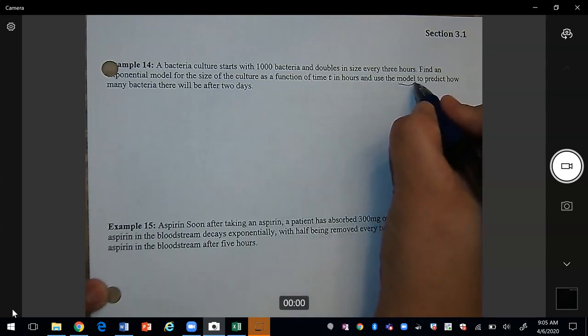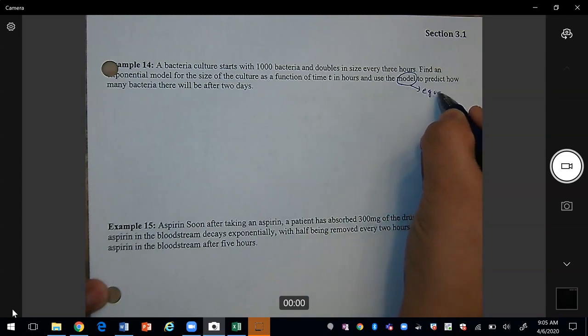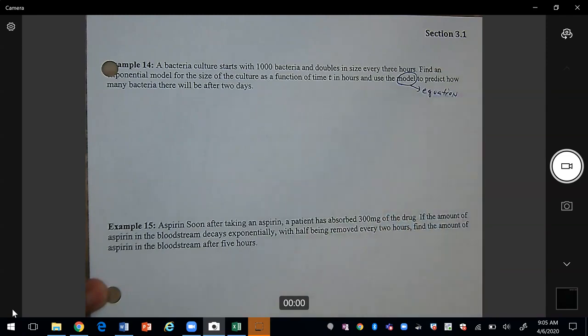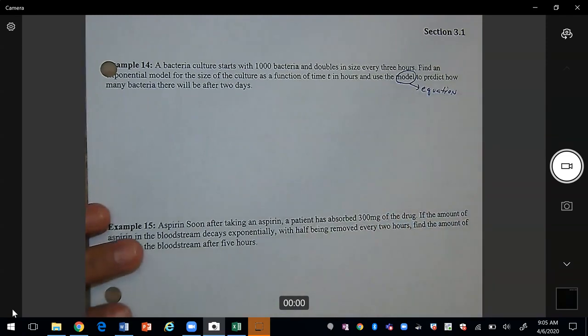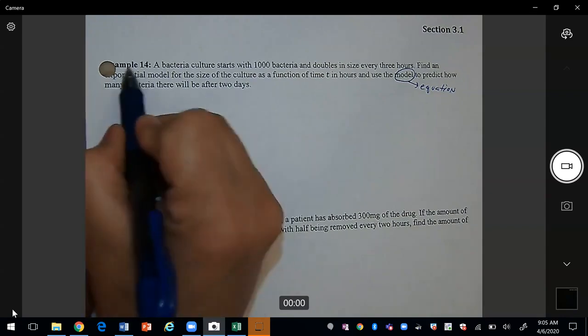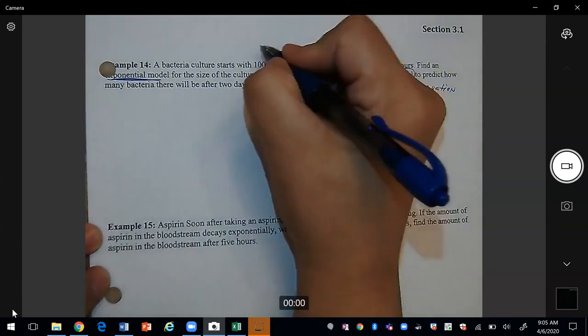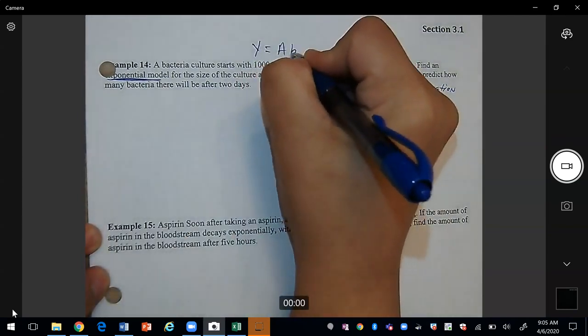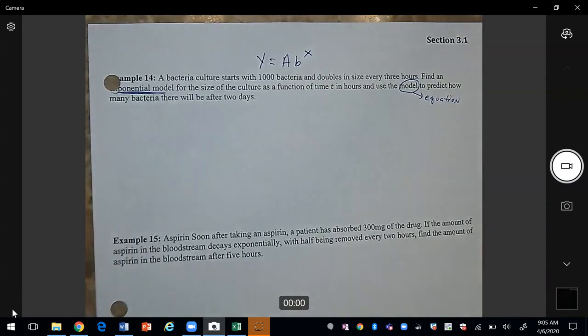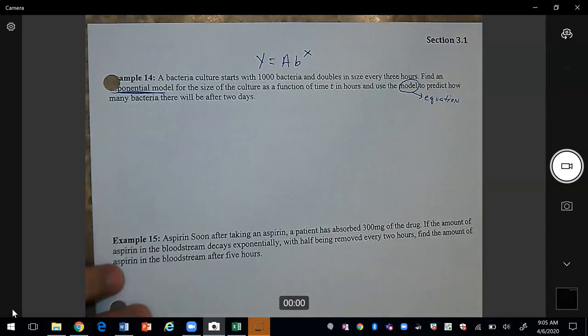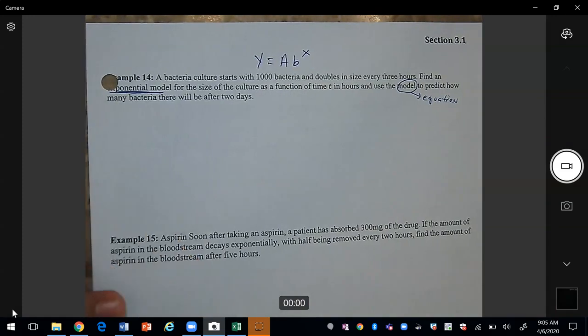So remember, when a problem asks for a model, they're really asking for an equation. That's just another word for model. They also tell us that this is exponential. So that means that we're going to need to be working with an exponential function. Sometimes they want a linear function, a quadratic function. In this case, they want exponential.